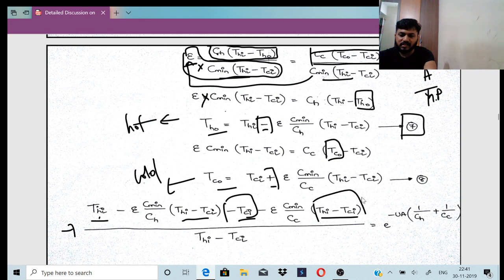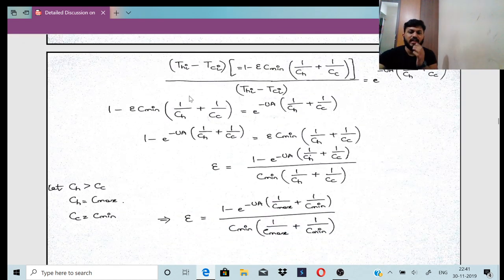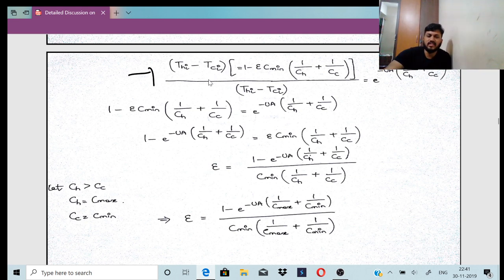Taking the common THI minus TCI out of this equation, we get THI minus TCI, which is the common term, into... when we take the common out, what remains there? One remains, right? It will be replaced by one. So taking THI minus TCI common, we get in the brackets 1 minus epsilon C minimum into (1 by CH plus 1 by CC), divided by THI minus TCI, is equal to e power minus UA (1 by CH plus 1 by CC). Now cancel both these terms. Cancelling both, I get 1 minus epsilon C minimum (1 by CH plus 1 by CC) on one side and e power minus UA (1 by CH plus 1 by CC) on the other side.